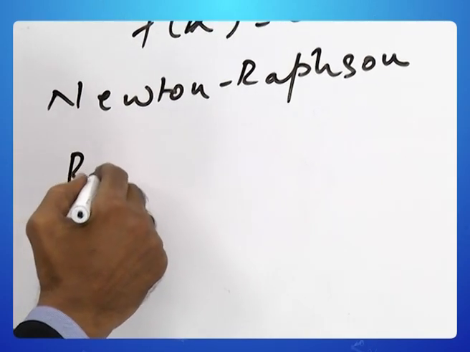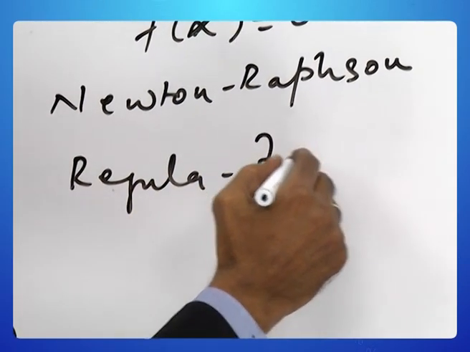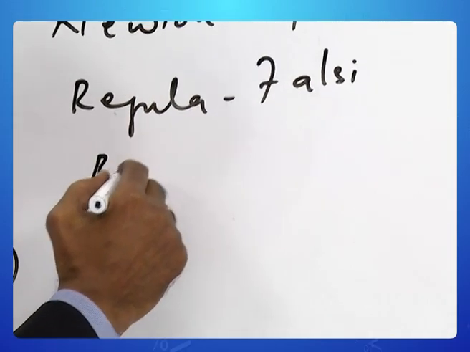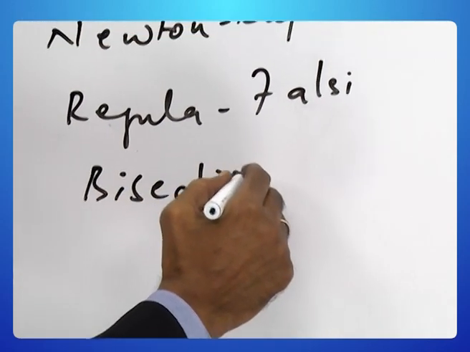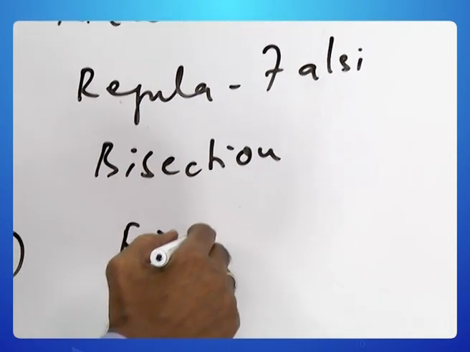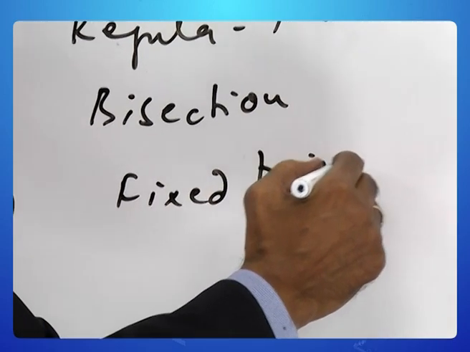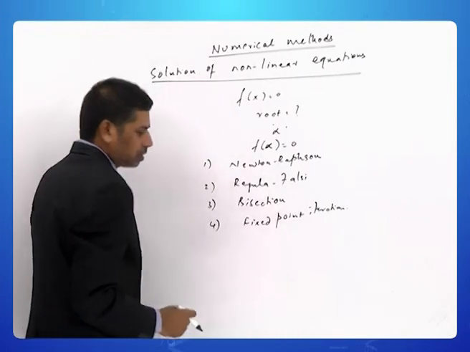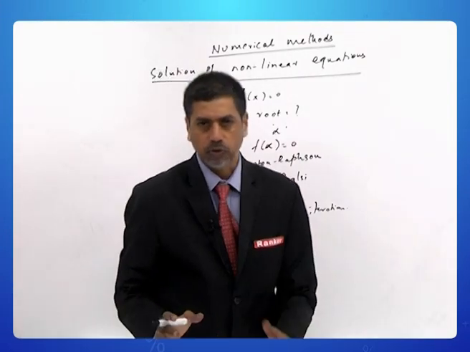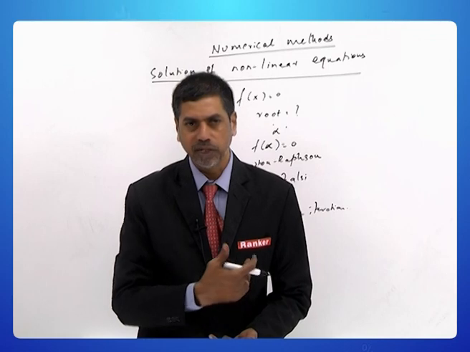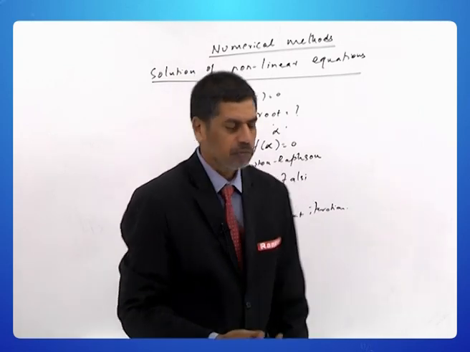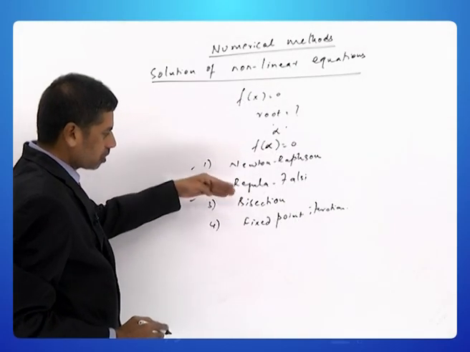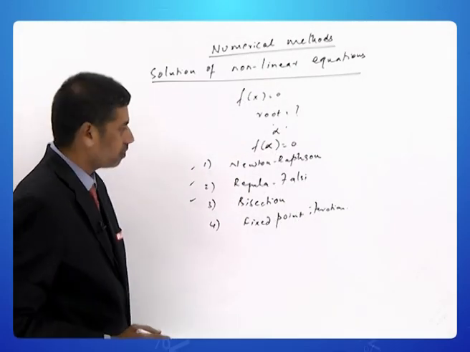Then you have regula-falsi. Then you have the method of bisection. Then you have what is known as fixed point iteration. The syllabus is not very clear how many methods should be covered, but normally at the BTech level, the first three methods are normally taken up. Therefore, we'll have a quick review about how each method has to be applied before we take up a set of illustrations.